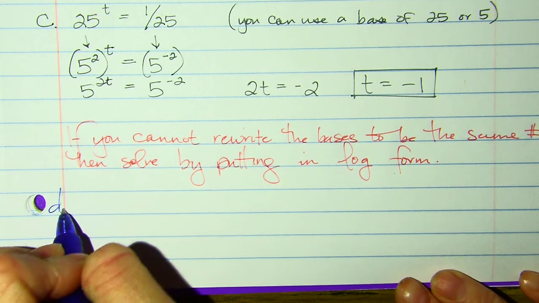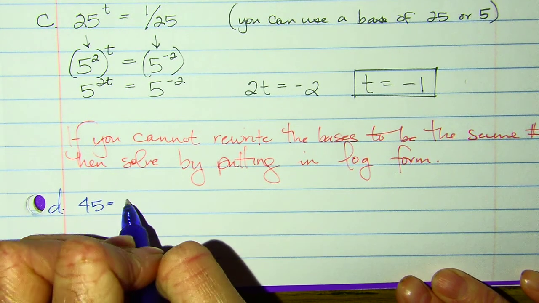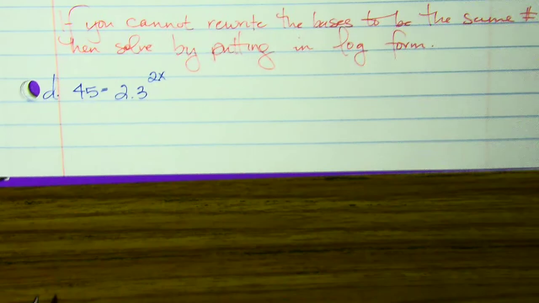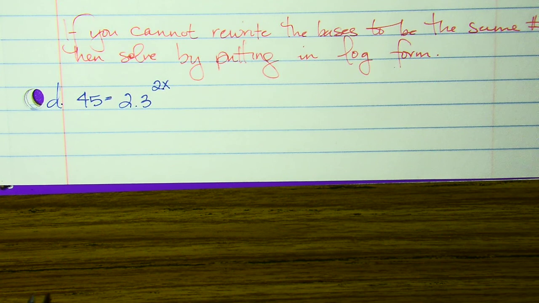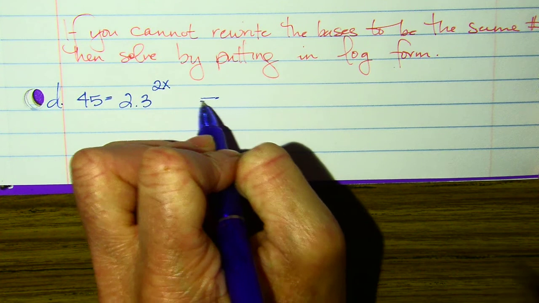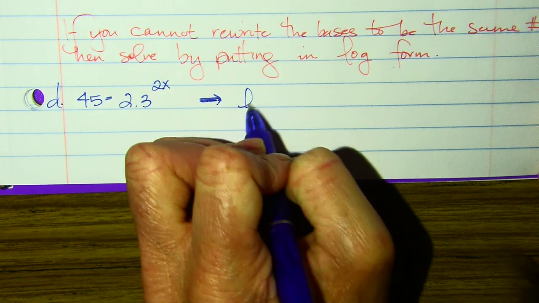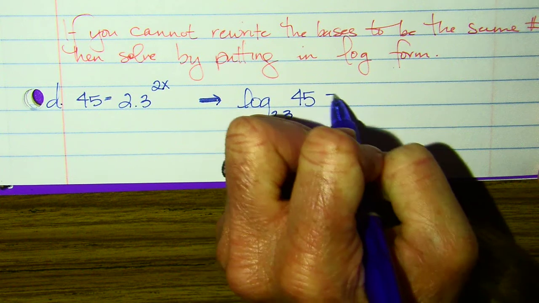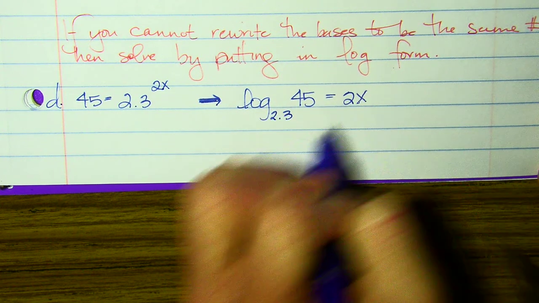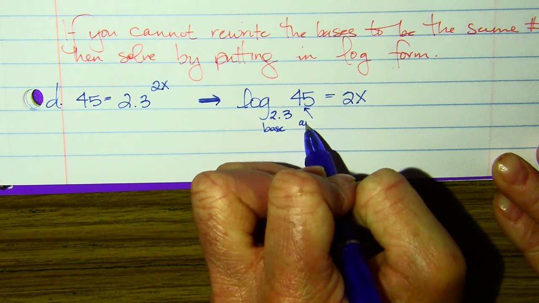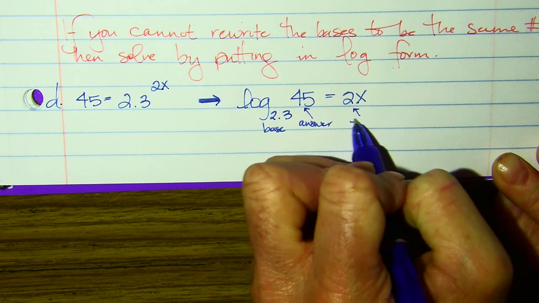In part D, they want me to solve 45 equals 2.3 to the 2x. Now I want you to notice 2.3 and 45 cannot be written to be the same base. And so because they can't be written that way, I'm going to put this in log form. So in log form, this would be log of my base of the answer equals 2x. Remember, it goes base, answer, exponent.